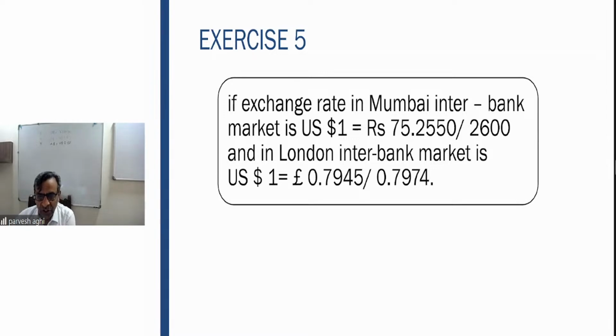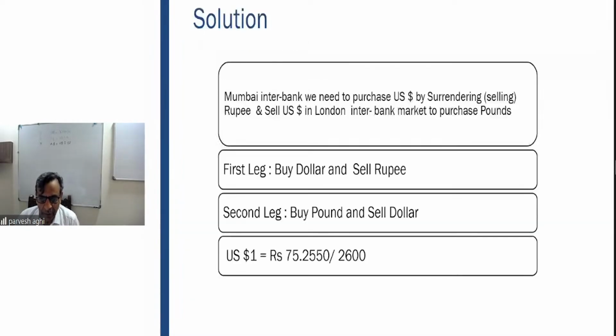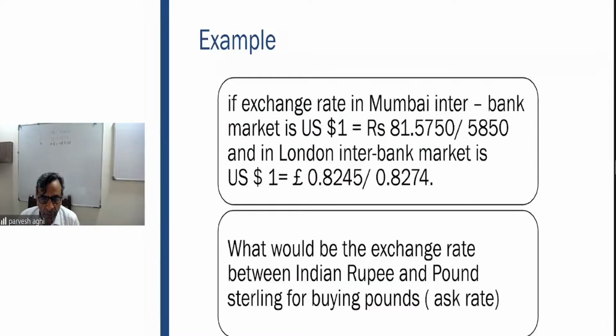Okay. Now, exchange rate in Mumbai interbank market. Let me see if I have an example. Look at this quote. This is the most recent one. If the exchange rate in Mumbai interbank market is US dollar equal to 81.5750 oblique 5850. So in Mumbai interbank market, the rate of dollar is given to you, bid and ask. And in London interbank market, the rate of US dollar is given in terms of pounds. So this is given to you. What would be the exchange rate between Indian rupee and pound sterling for buying pounds?